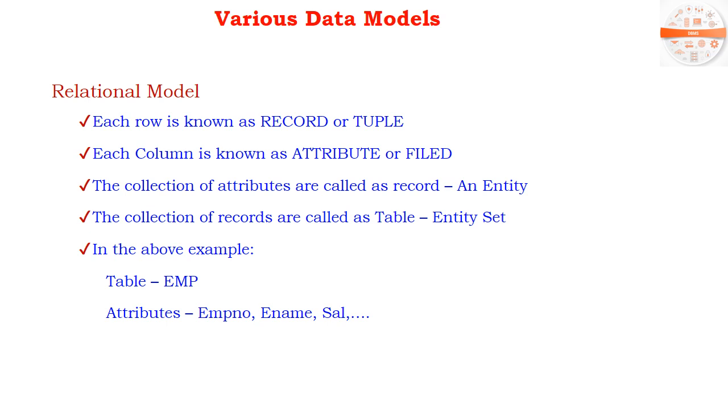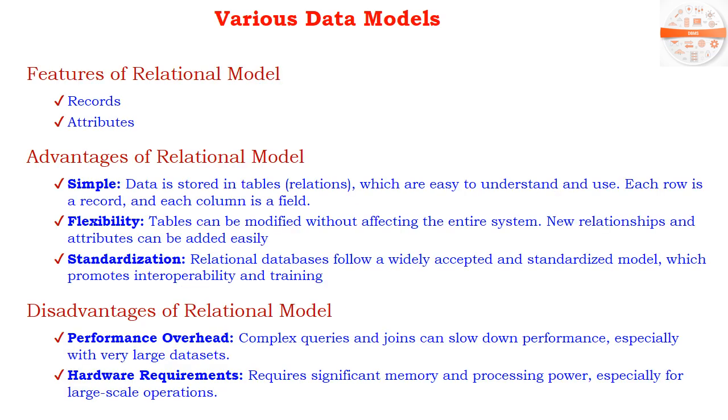What are the attributes here? Each column we are going to represent as an attribute. For example, employee number is an attribute, employee name is an attribute, salary, like that. So all the column fields are called attributes. What are the features of relational model? Records and attributes.